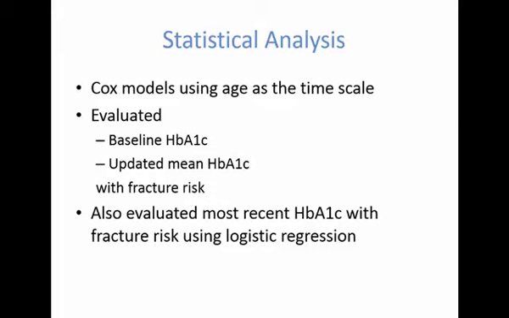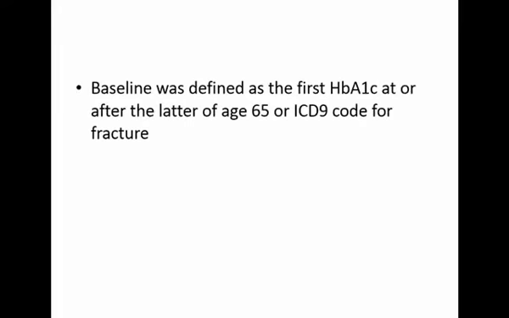We also looked, and we're going to come back to this, we evaluated their most recent A1C associated with fracture risk because we wanted to see, well, we realized we really can't do that, but it was most recent A1C, if they had a low A1C around the time that they were fractured, maybe that would help us assess hypoglycemia. We ended up not using that, throwing it out, but that's what we did do those analyses. Again, baseline was defined as the first A1C at or after the age of 65 or ICD-9 for fracture.